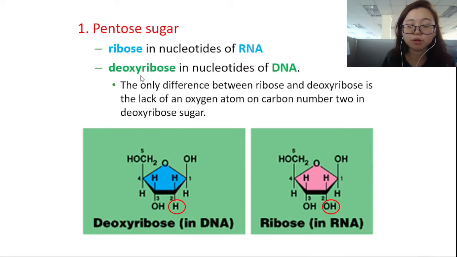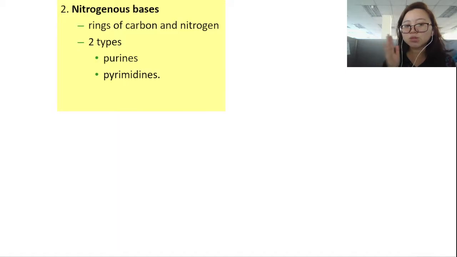The second type of pentose sugar is deoxyribose. It is found in DNA. The only difference between these two is the lack of an oxygen atom in carbon number 2. So in deoxyribose sugar in DNA, you can see carbon number 1, carbon number 2. At carbon number 2, it is only hydrogen, not hydroxyl. That's it.